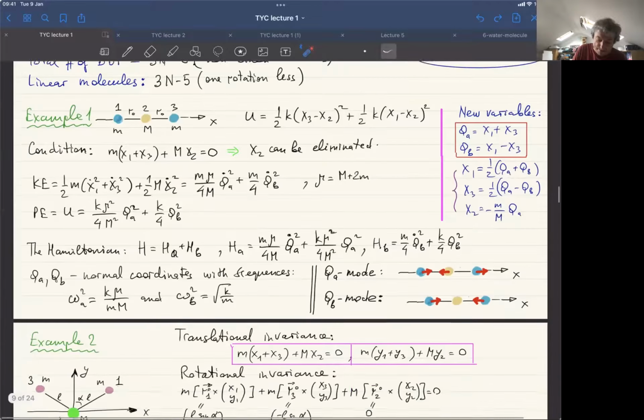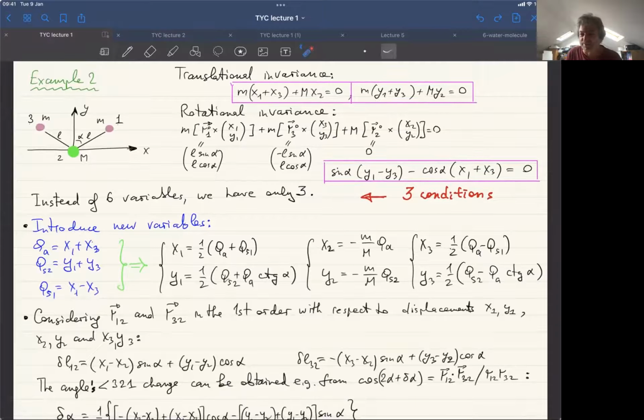Now let's consider a more interesting problem, which is the water molecule. In the case of a water molecule, it's not linear anymore, but it's a planar molecule. So in this case, we have 3 atoms in a plane, and we have 6 degrees of freedom. And this time, for this two-dimensional problem, we have 2 translational invariance conditions and 1 rotational invariance, because we can rotate this molecule around the axis perpendicular to the plane of the slide, and that rotation here is to be considered. You see, so we have 3 conditions.